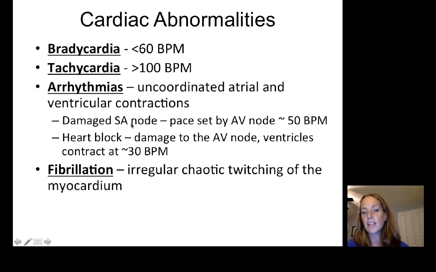Sometimes you can have damage to the SA node. In that case, the pace will be set by the AV node. That would be a low heart rate at 50 beats per minute. You can also have various types of heart block. So damage to the AV node or to the ventricles, which actually prevents the spread of activity across the intrinsic conduction system. You can also have fibrillation. So this is irregular or chaotic twitching of the myocardium due to possibly some conditions that are preventing this full pumping, filling cycle.